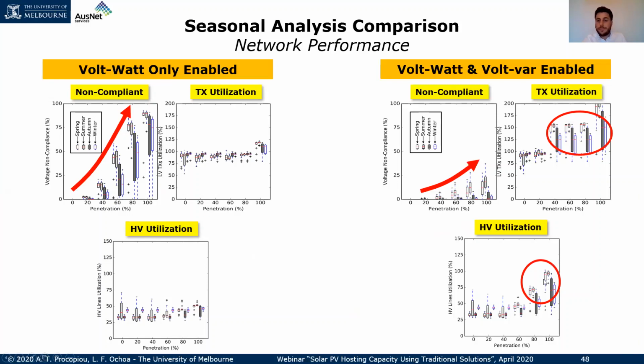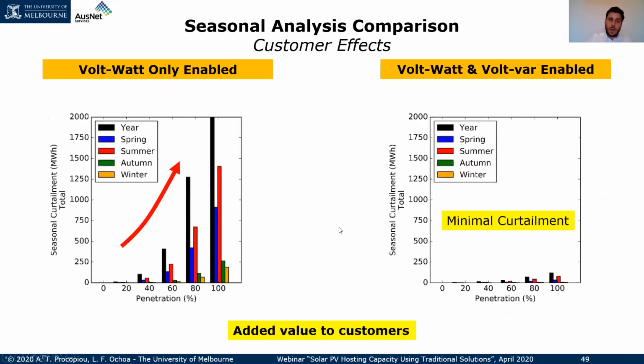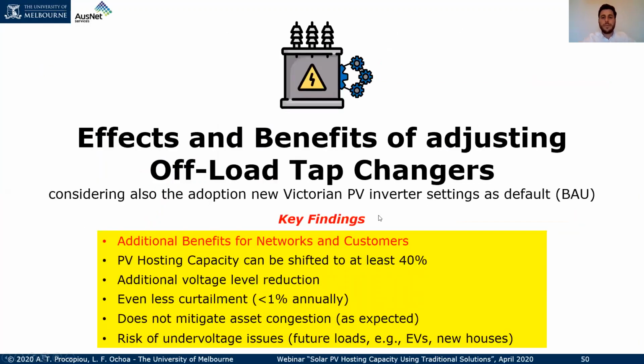And if we talk about the amount of energy that had to be curtailed, in this particular case the benefits are obvious. In the case where we only have the VolVat, we have a dramatic increase in curtailment levels, whereas in the case with the VolVat and VolVar enabled, we have minimized the effect on the customers. We have minimized the amount of curtailment that needs to happen to the customers. So this clearly shows an added value to customers, providing benefits to the network as well.